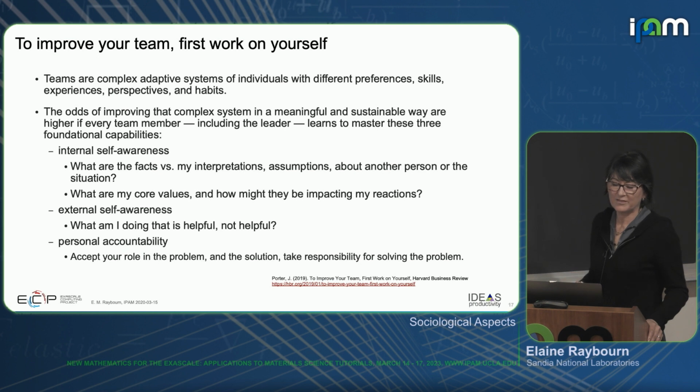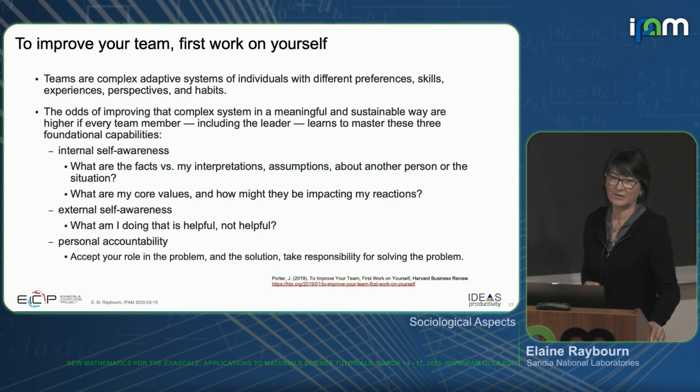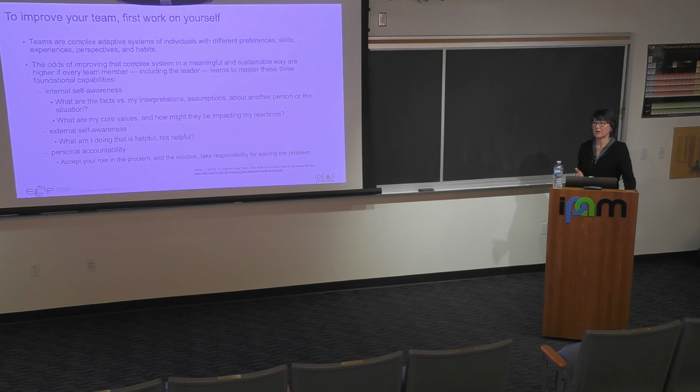So there are three things that everyone who wants to master this should do, and that is to have good internal self-awareness, external self-awareness, and personal accountability. External self-awareness is how well you're able to discern how others see you. Internal self-awareness is how aware you are of what motivates you. And personal accountability is the action that you take to actually solve whatever the situation is, right?